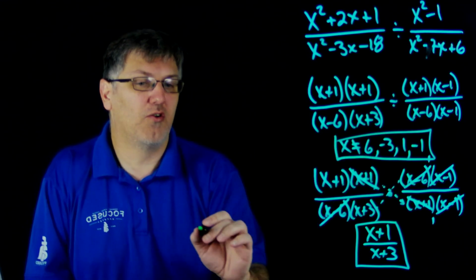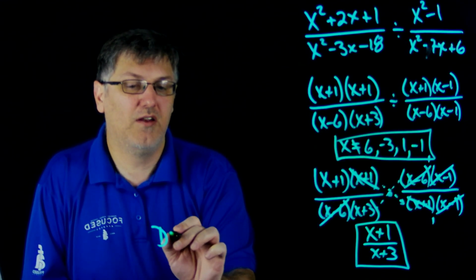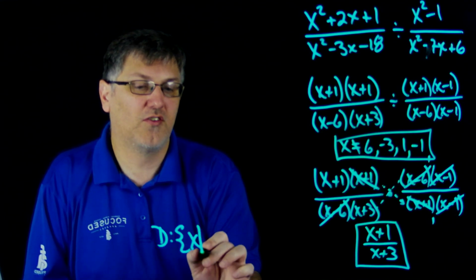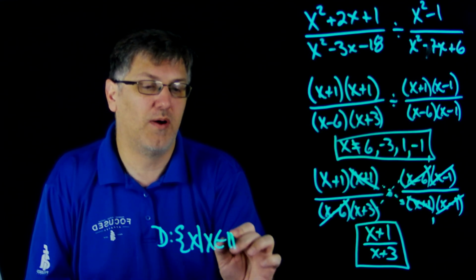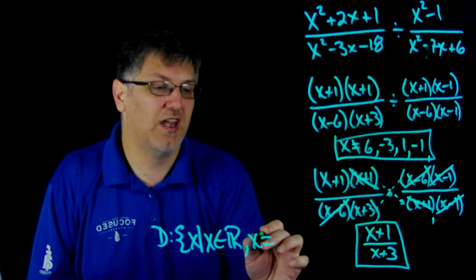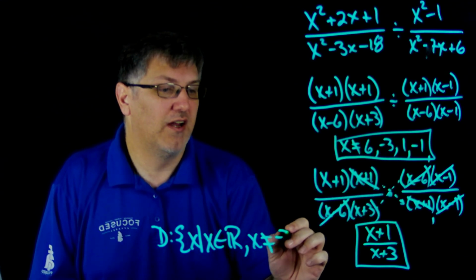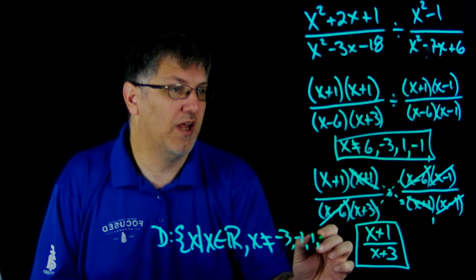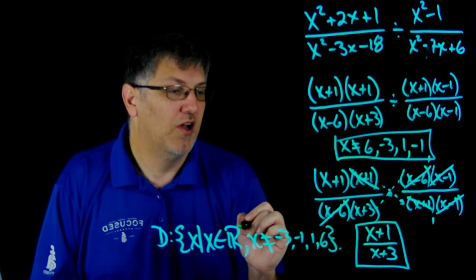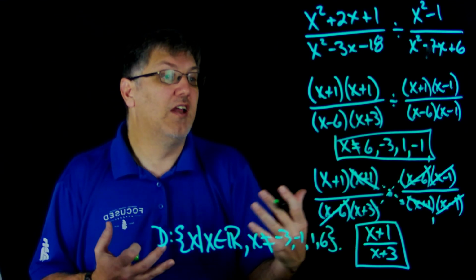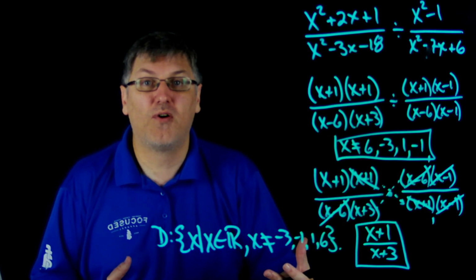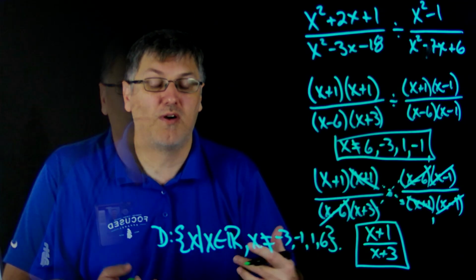So when we write our domain, we're going to say that our domain is the set of all x's such that x is an element of the real numbers and x cannot equal these numbers: negative 3, negative 1, 1, and 6. And you're done. The key to all of this is you've got to be able to simplify, simplify, simplify.